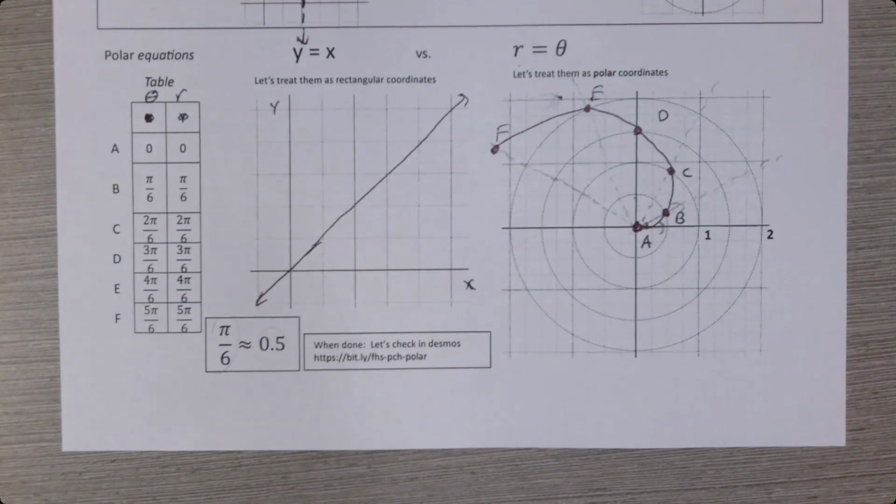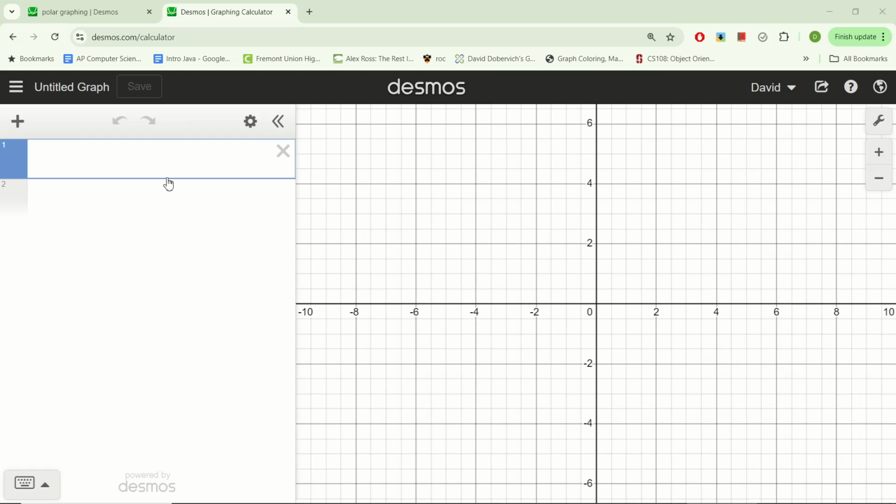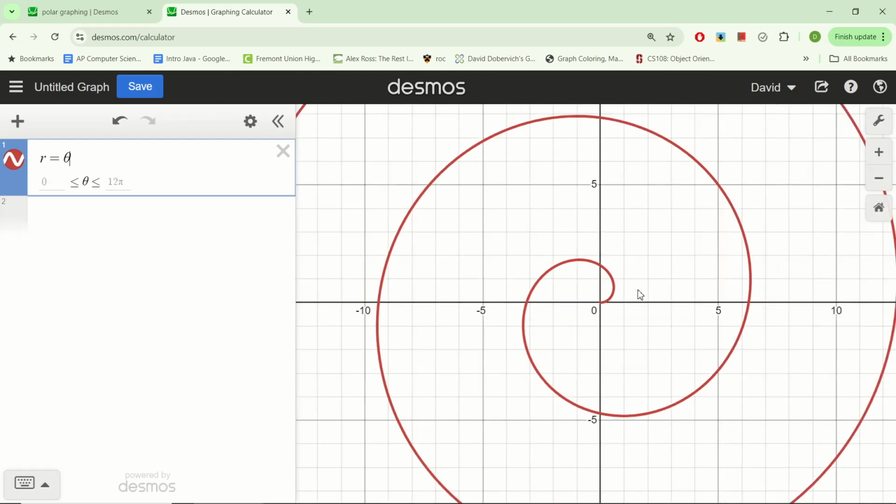Let's verify this on Desmos. So you can go to my little grapher at FHS PCH Polar. I should say, actually, in Desmos, you can just type an equation in, and if you use r and theta, it will plot as polar. So I can say r equals theta, and it shows me this spiral here.